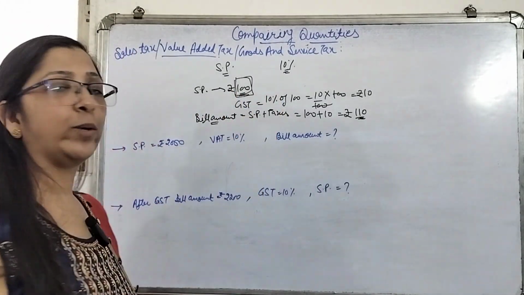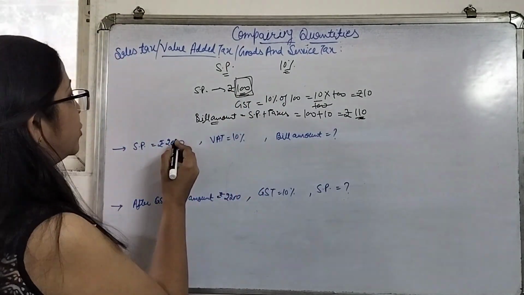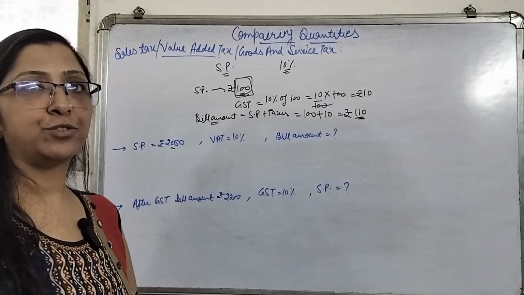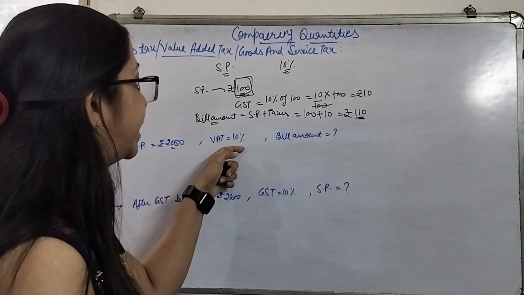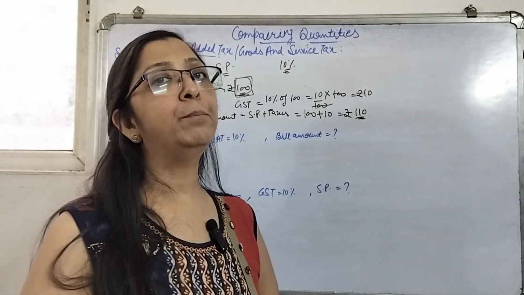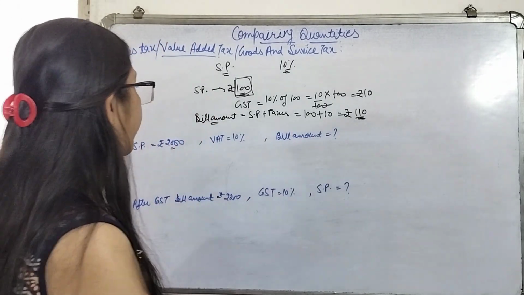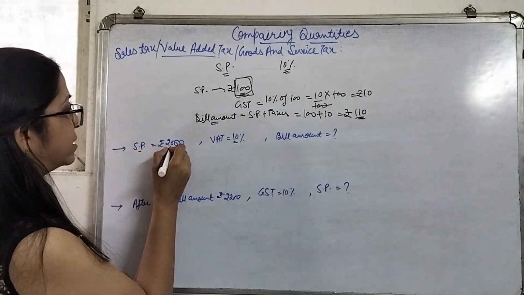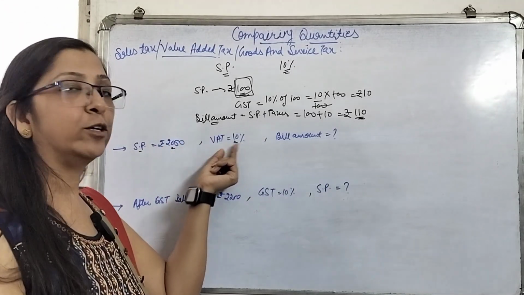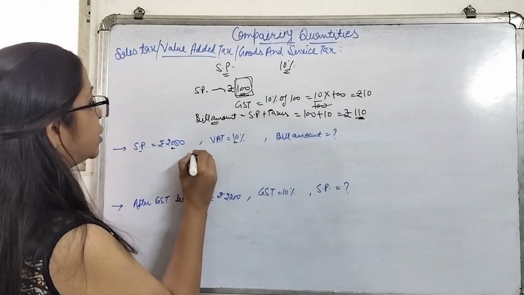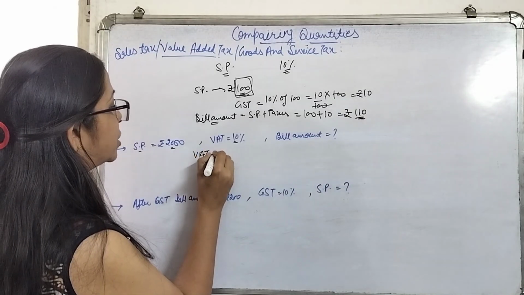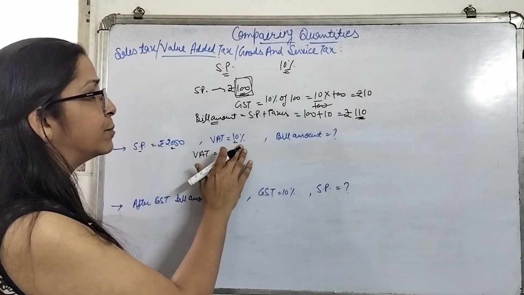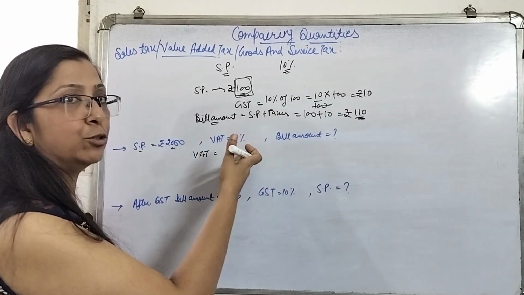See, what type of questions come from this? Suppose selling price is given to us as 2000 rupees and VAT is your 10%. So what will be the bill amount? Means what we need to pay. So if 10% VAT is to be given, so selling price is your 2000 and VAT is applied on the selling price only. So first of all, we will be calculating how much amount of VAT we are paying, because it is in percentage. We have to convert it into rupees.